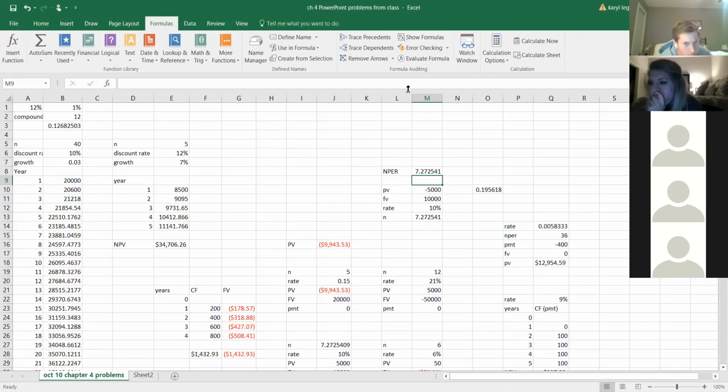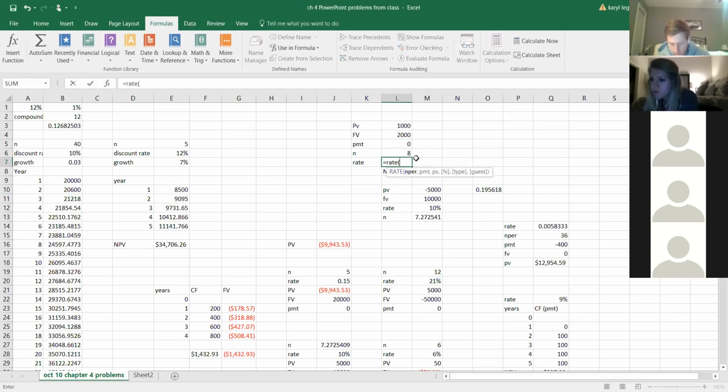And I don't even have to know how much I'm investing. So if I say my present value is 1,000 and my future value is 2,000 and my payment is 0 and my money is doubling in, N is 8. So what I'm trying to find here is a rate. And what I'm looking for is equals rate.